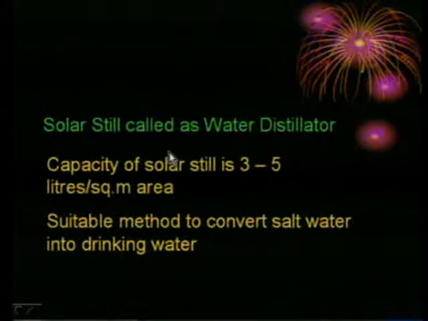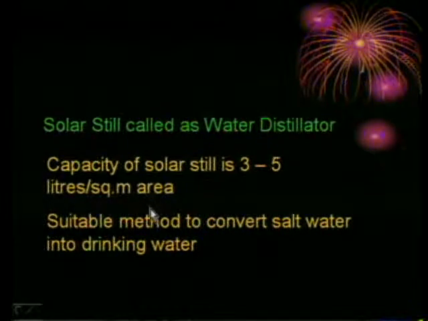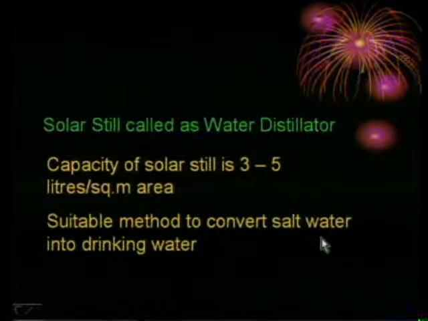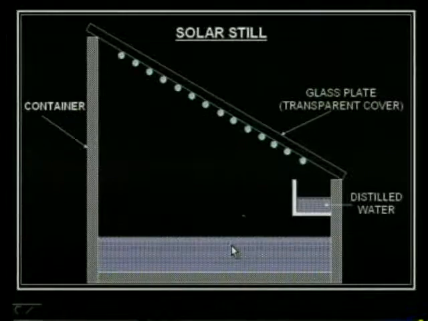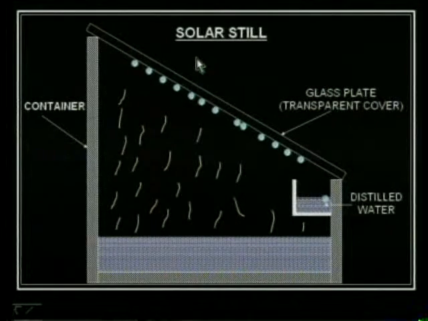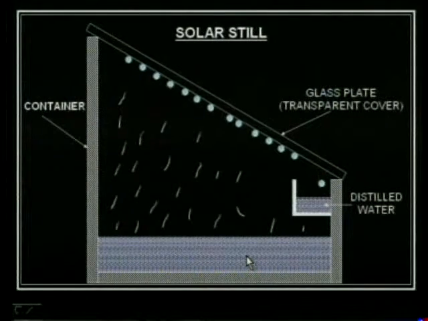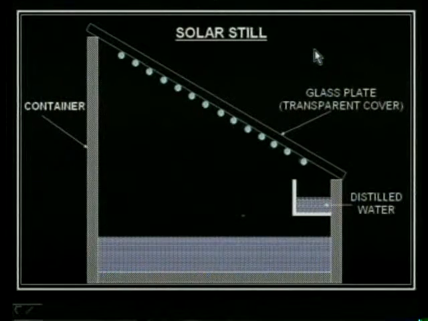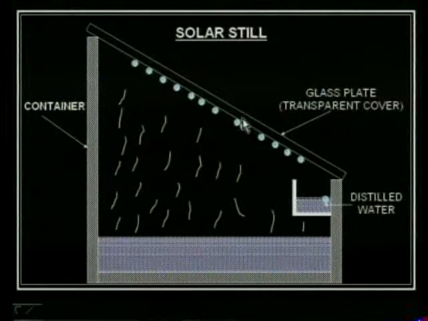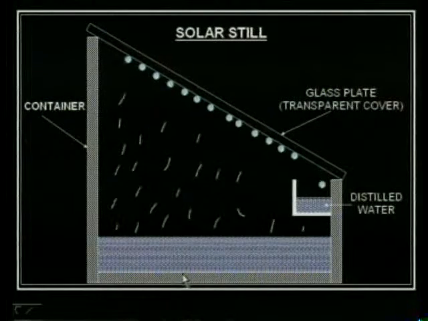Solar still is called a water distillator. The solar still capacity is 3 to 5 liters per square meter of area. It is a suitable method to convert saline or salt water into drinking water. Now let us consider a solar still. This is a container which contains the salinated water. Here, whenever the solar incident radiation is falling on this glass plate, it will pass through the glass plate and it will fall on the bottom of the tank.